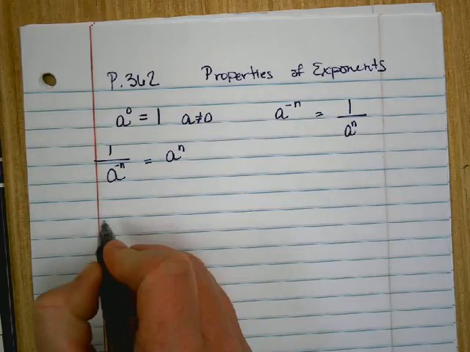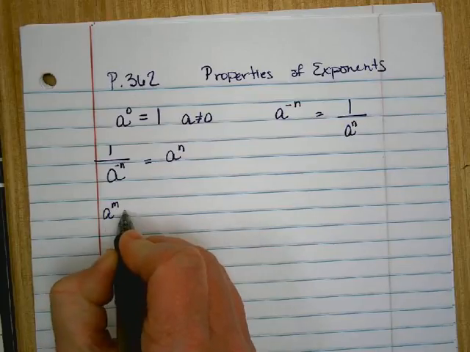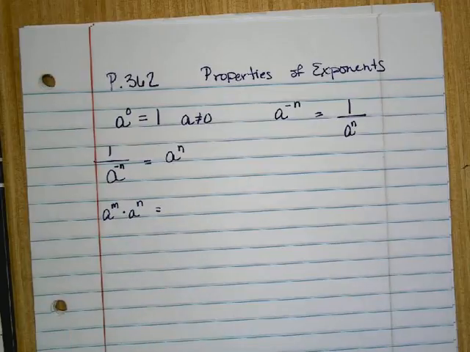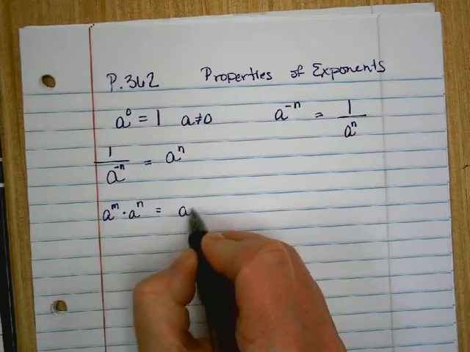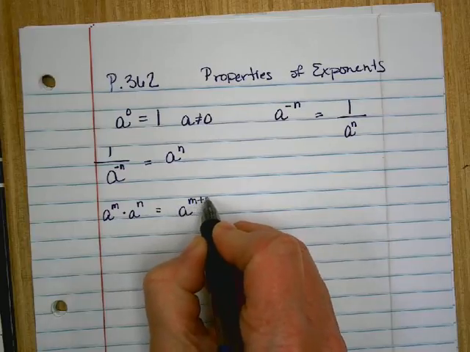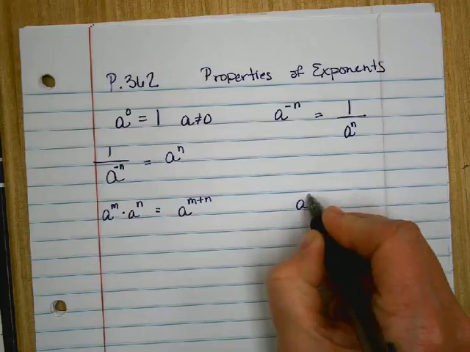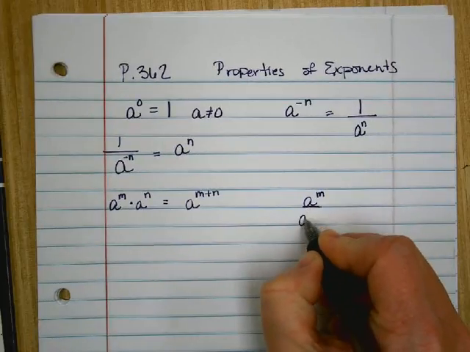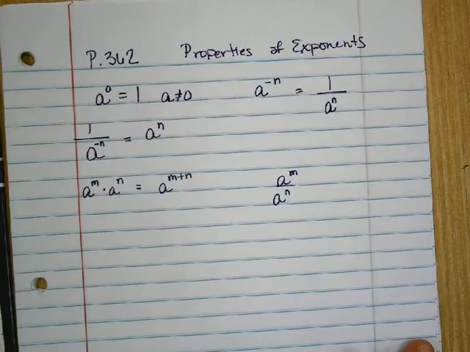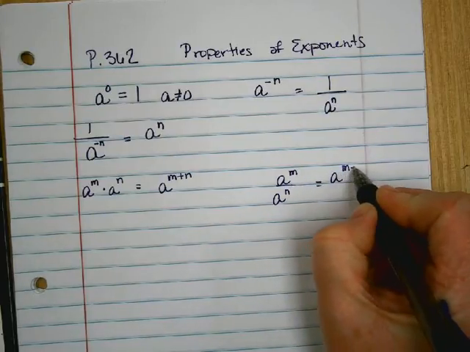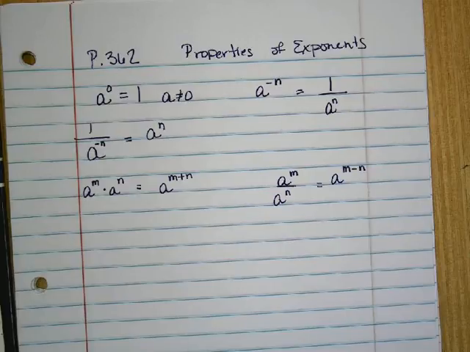What if we have a to the m times a to the n? What do we do with the m and the n? When the base is written twice, you add them together. Suppose we have a to the m over a to the n. If it's involved in division, then you subtract them, and it would be the top exponent minus the bottom exponent.